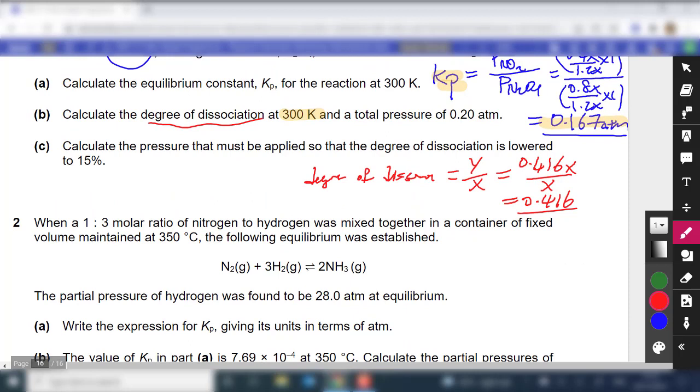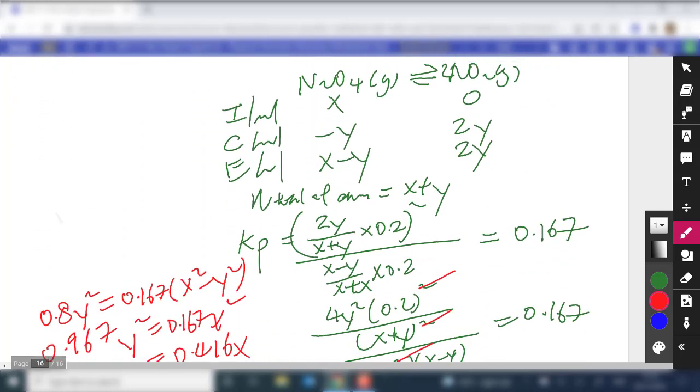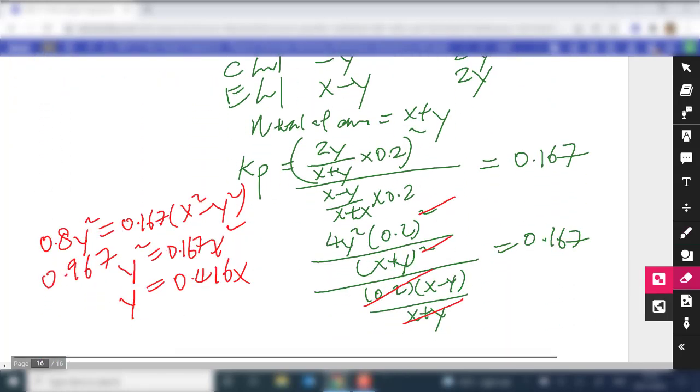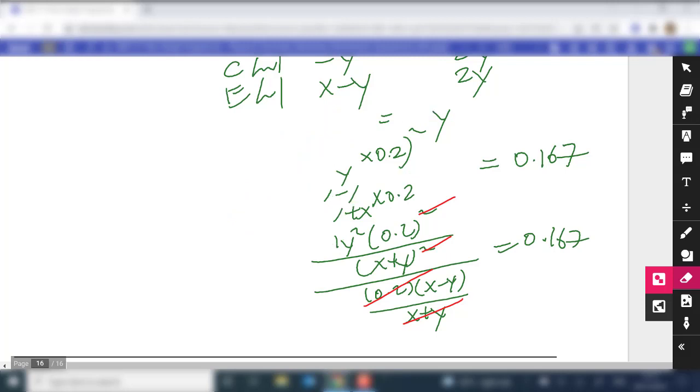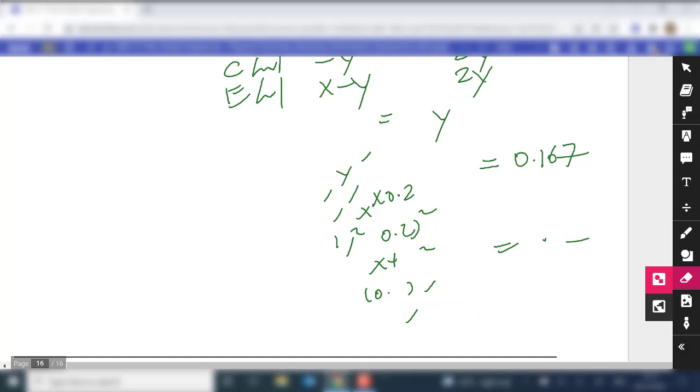Okay, and then next you are supposed to calculate the pressure that must be applied so that the degree of dissociation is lowered to 15%. Okay, so with that, I think we'll go through the same thought processes. Before that, I'm just going to erase most of this because they are probably not entirely needed. Okay, so I'm just going to erase all this, in order to simplify matters a little bit.